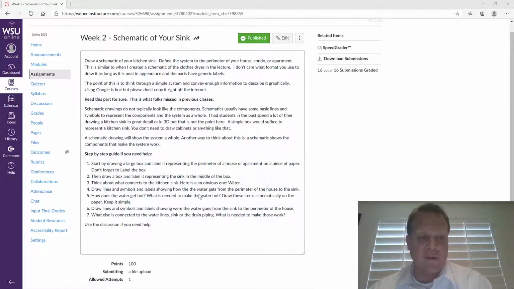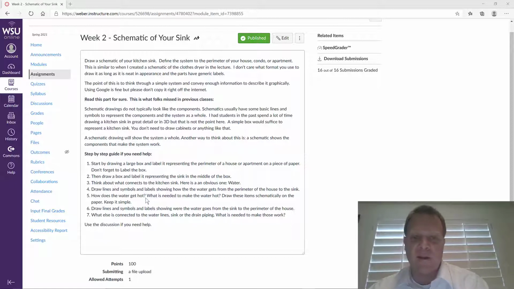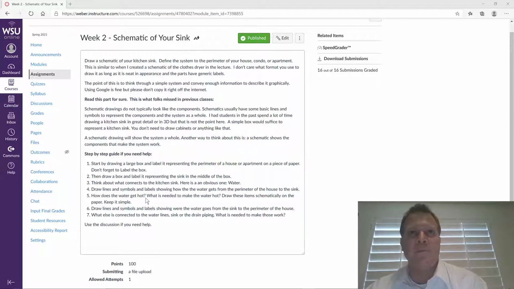Draw a line symbol showing... okay, most people did that. But how does the water get hot? It goes through a hot water heater, but how does the hot water heater get hot? If we're trying to show a schematic of the main systems from the perimeter of the house, the water heater needs something to make it hot. Many people got it. Many people wrote that they had an electric water heater or a gas water heater.